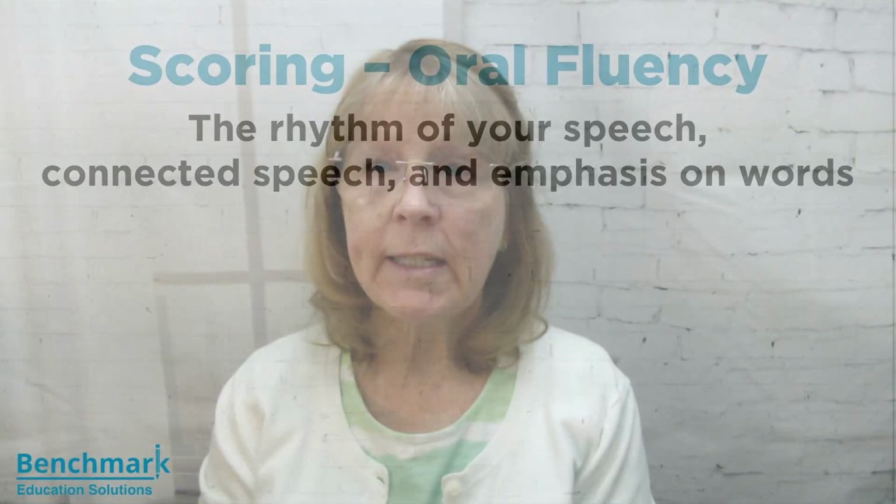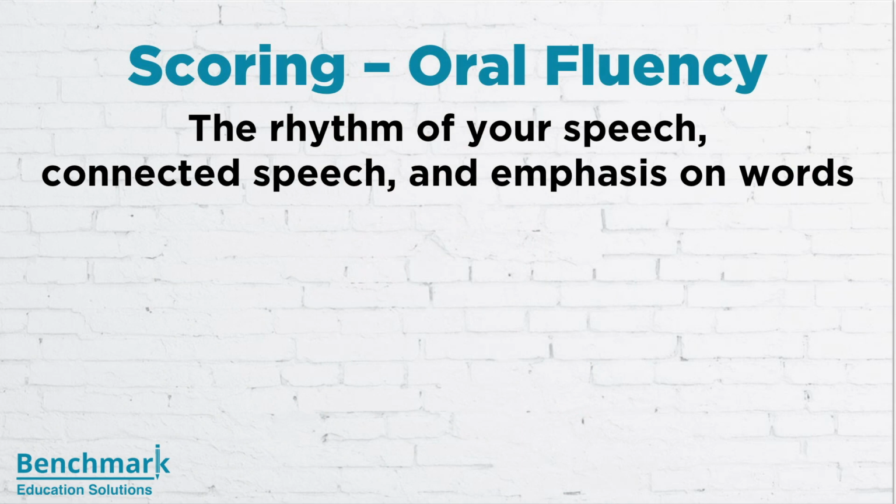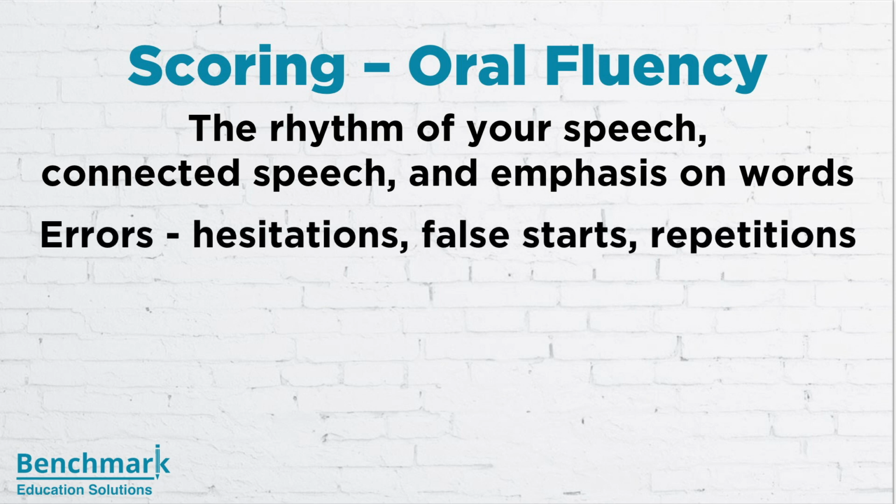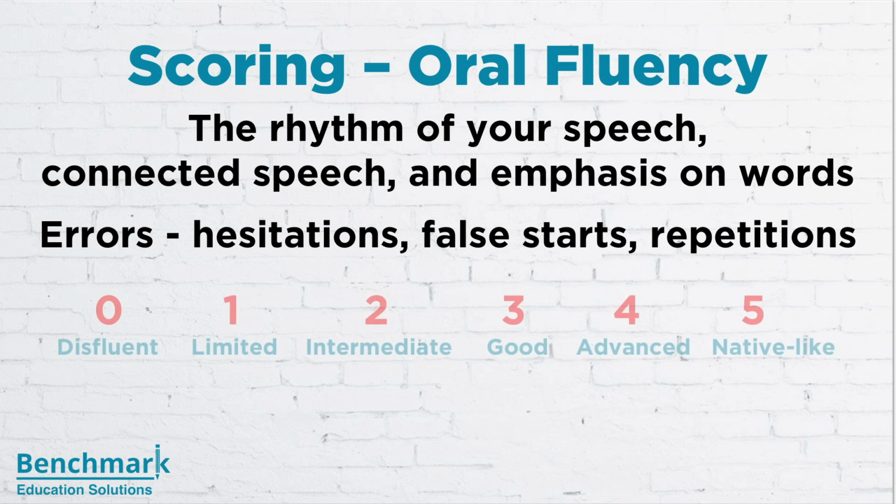Scoring for oral fluency is quite similar to pronunciation, but it has more to do with the rhythm of your speech, how your words are smooth and connected, and the emphasis you place on words. You shouldn't hesitate, pause unnecessarily, or repeat anything. These will result in a loss of points. The scoring rubric is pretty similar, but you'll notice that disfluent and limited are included here.